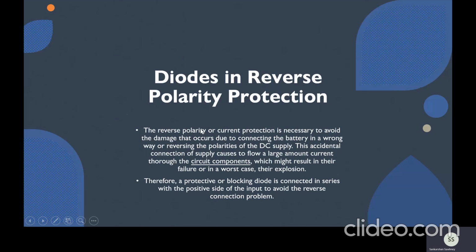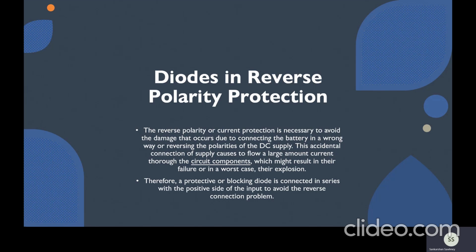Now, the fourth complex circuit is diodes and reverse polarity protection. The reverse polarity or current protection is necessary to avoid the damage that occurs due to connecting the battery in the wrong way, or reversing the polarities of the DC supply to the circuit. This accidental connection of supply causes the flow of a large amount of current throughout the circuit components, which might result in failure or, in the worst case, their explosion.